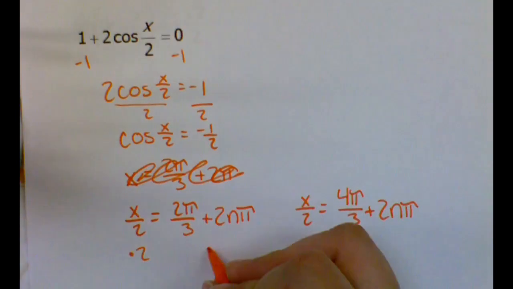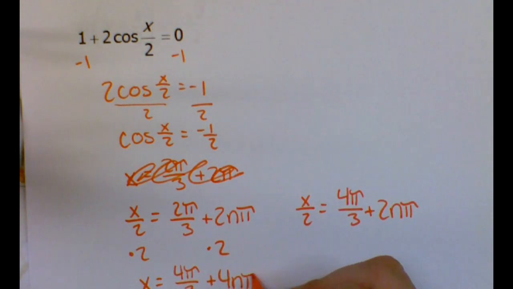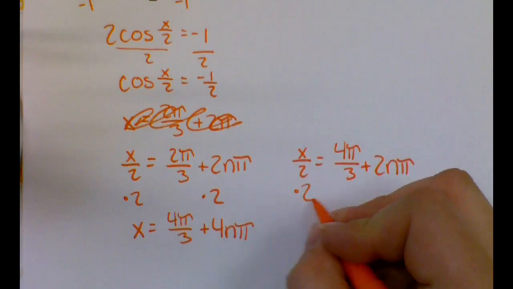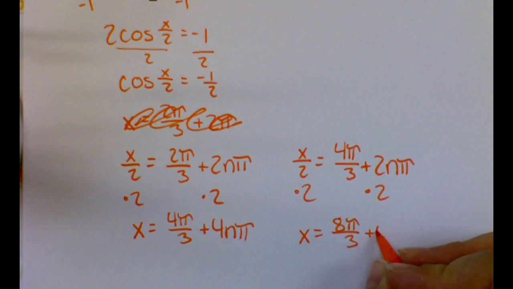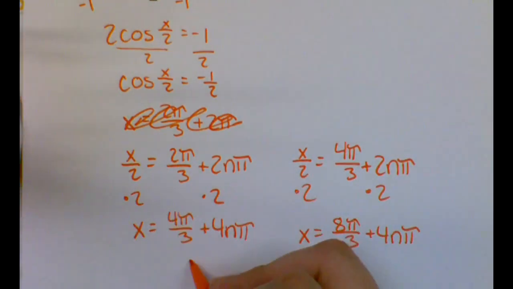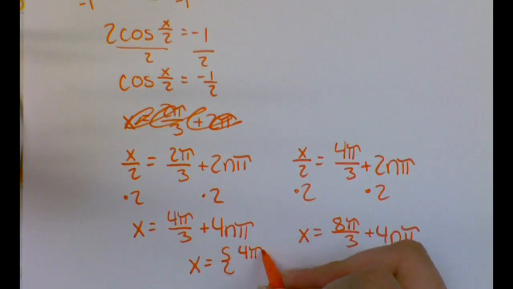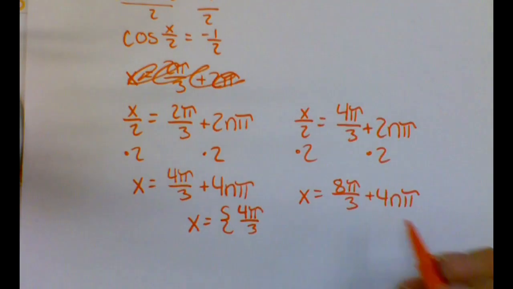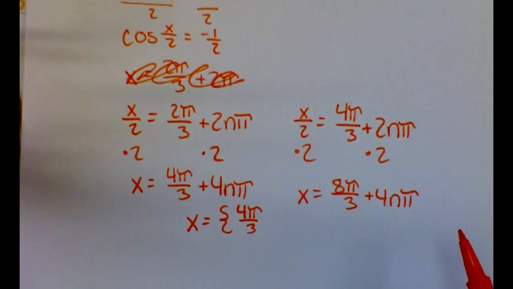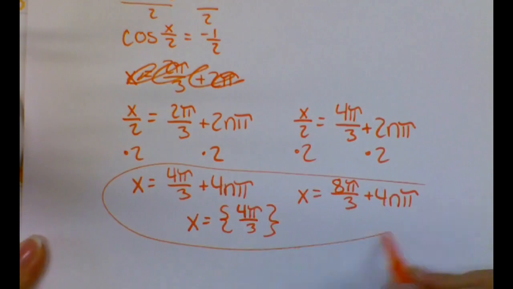So I multiply both sides by 2. I get x equals 4 pi over 3 plus 4n pi. And same thing over here, I get x equals 8 pi over 3 plus 4n pi. Now for my answers between 0 and 2 pi. 4 pi over 3. But if I add 4 pi, it's way too big. 8 pi over 3 is too big. But if I tried to subtract 4 pi, it would be less than 0, so I've only actually got one answer that falls on that interval.